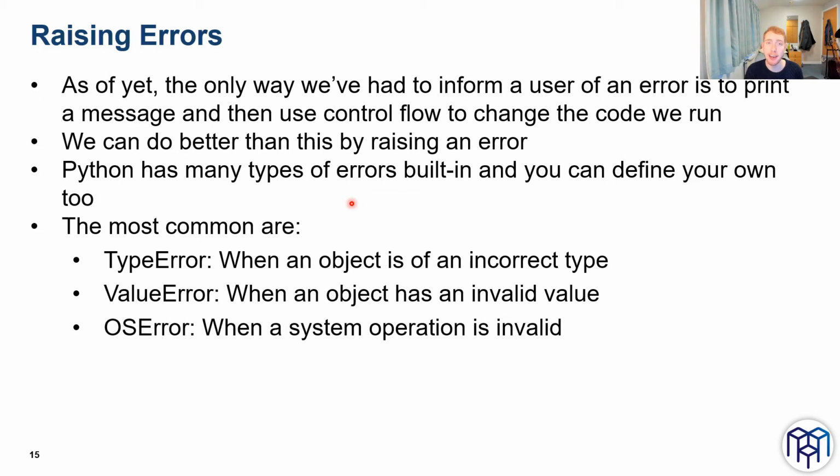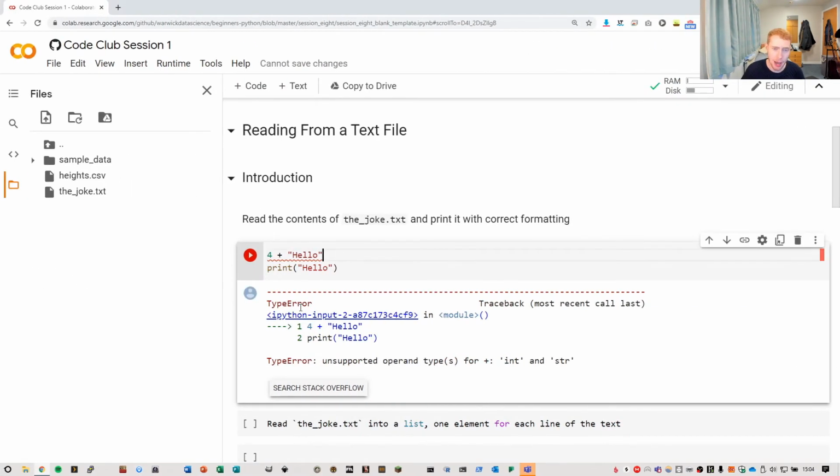Python has many different types of errors. These are all built in. You can also make your own, but we're going to focus on the ones that exist already and some of the most common ones. So some common types are a type error. This is when an object or a variable we're using has an incorrect type. So here we had a type error because we tried to add together a number and a string. So there's a type error for that.